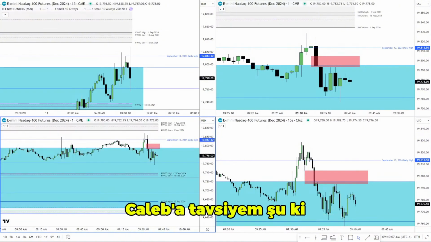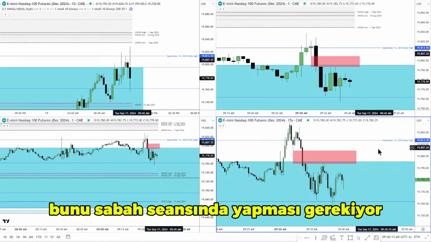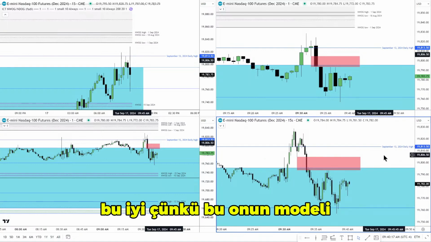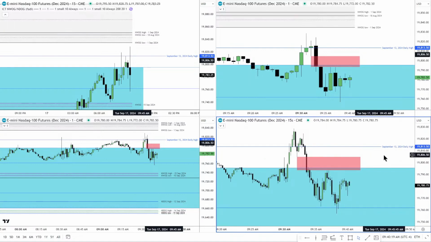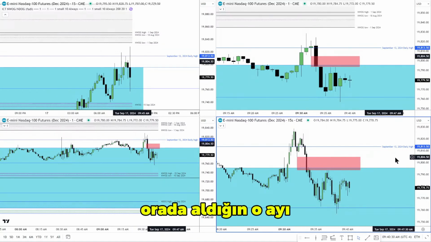My advice to Caleb is that if he's going to trade the day before FOMC, he needs to do it in the morning session, which is fine because that's his model. He won't be trading in the afternoons. I'd like to see this here jump up into that fair value gap there.